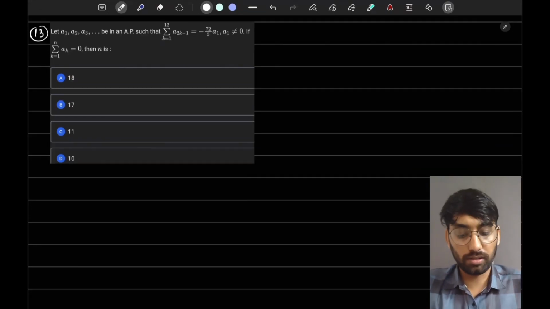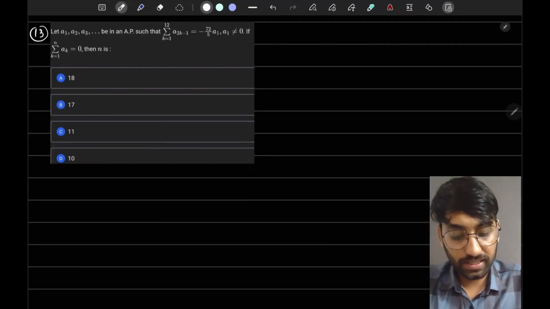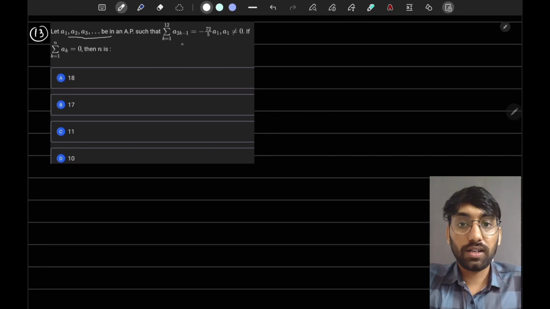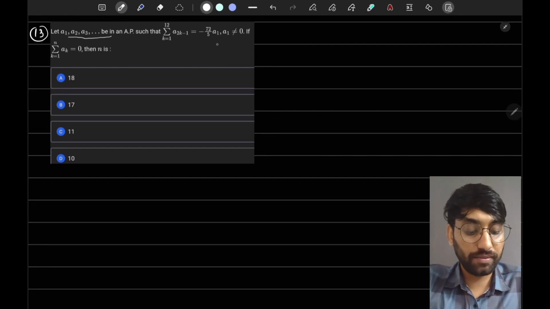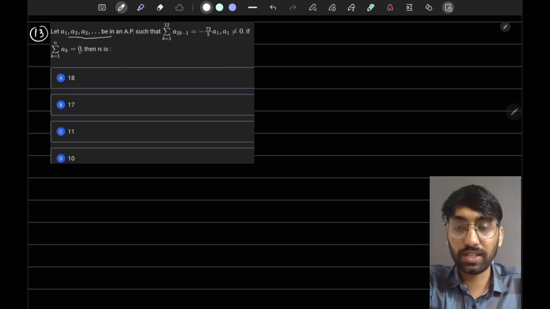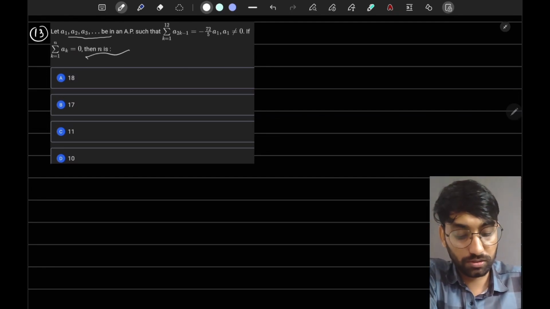Okay. I hope this question is clear. Now let's see this question. So what is given over here? They are saying that let a1, a2, a3 be in arithmetic progression such that the sum of all the 12 odd terms is nothing but minus 72 by 5 into a1, where a1 is not equal to 0. So if the sum of n terms, summation over k going from 1 to n, ak equal to 0, then they are asking about the value of n. Okay. So easy question only. Now let's see how to solve it.